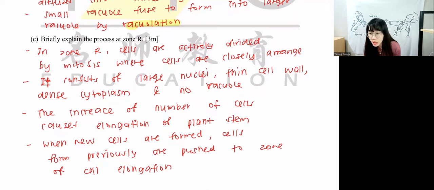Can write large nucleus and small vacuole. Usually it's no vacuole because small vacuole will only form in zone of cell elongation. But large nucleus and nuclei is just singular plural. Nucleus is singular, nuclei is plural. Do we need to write all characteristics for second point? Yes, we need to write all characteristics. Because if you don't write in this question, you will still have to write in other question. So why not you just practice to write the four characteristics? Because you have to write four in other questions when they ask you to write characteristic.